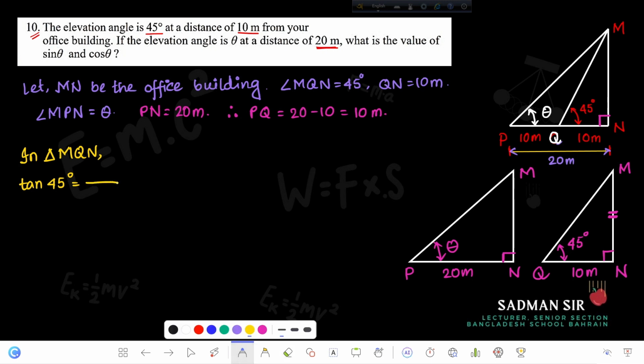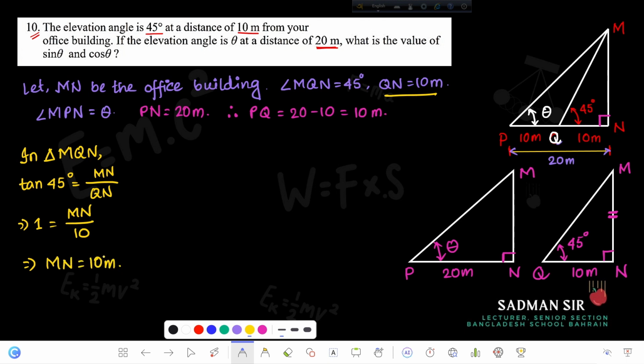So tan 45 degree is equal to opposite over adjacent. Opposite is MN and adjacent is QN. MN divided by QN, so it is a value of 1. MN we don't know, we are trying to find out. QN is 10, that is given. Like here also QN is given. So if I cross multiply, I will get MN is equal to 10 meter.